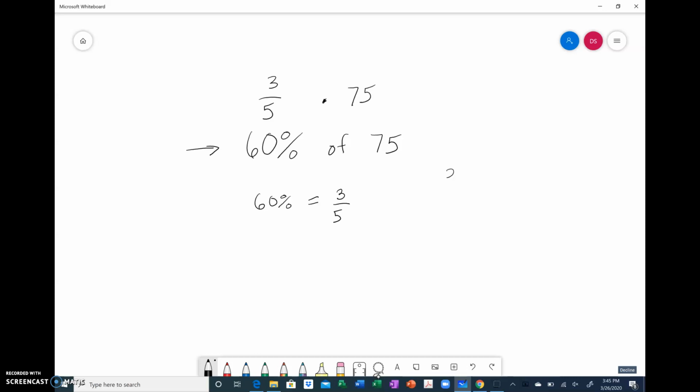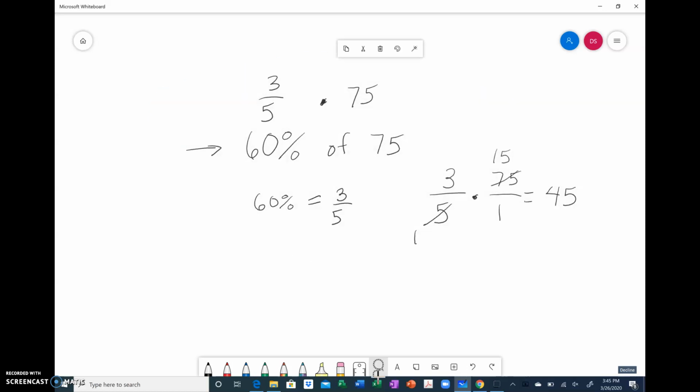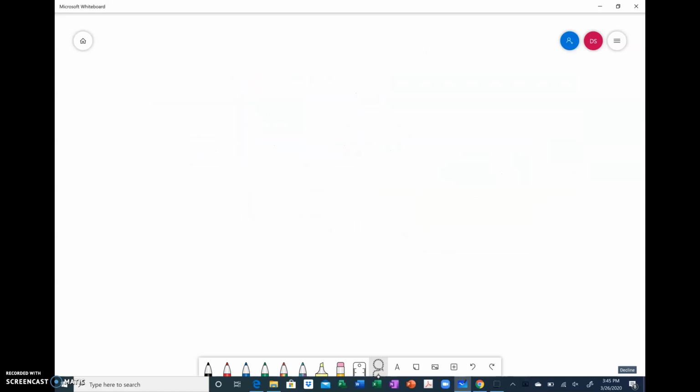And we already know how to multiply fractions. So we have 3/5 times 75 over 1. You can cross reduce, and then you would get 45. All right, and that's worked out for you on page 450. So you have my example and also the one in the book. Let me clear this off.